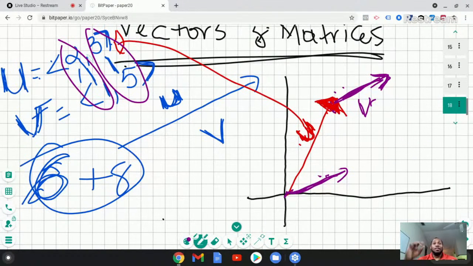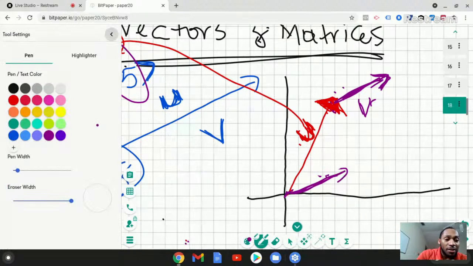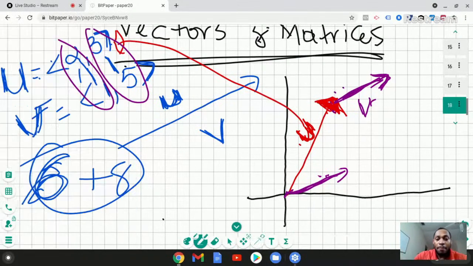What do we do now? We're going to add u plus v. So let me use a different color for no reason at all. The resulting vector that we're going to end up with is a vector that's going to be the sum of those. The way you draw this, you go from the tail of the first vector to the tip of the second vector. This is u plus v.